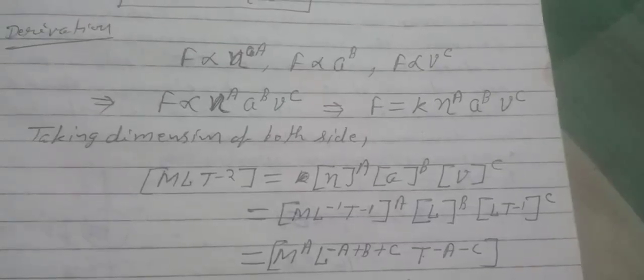Then F proportional to eta to the power a into A to the power b into V to the power c. This implies F equals K into eta to the power a, A to the power b, V to the power c. Taking dimensions of both sides, we have M L T to the power minus 2 equals dimensionally eta to the power a, A to the power b, V to the power c, which equals M L to the power minus 1 T to the power minus 1 whole to the power a into L to the power b into L T to the power minus 1 whole to the power c, equals M to the power a into L to the power minus a plus b plus c into T to the power minus a minus c.